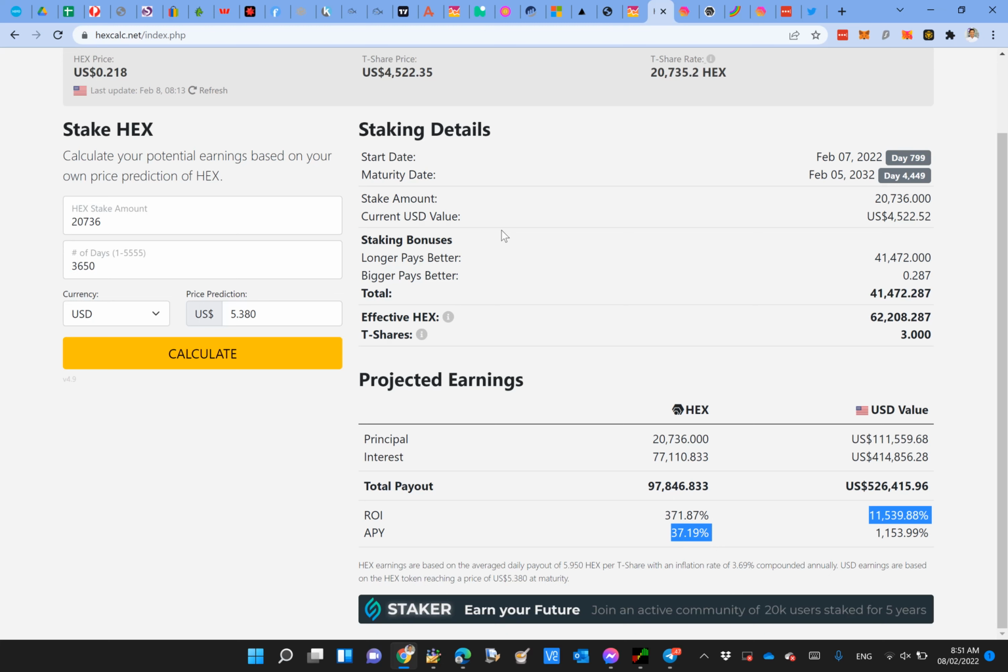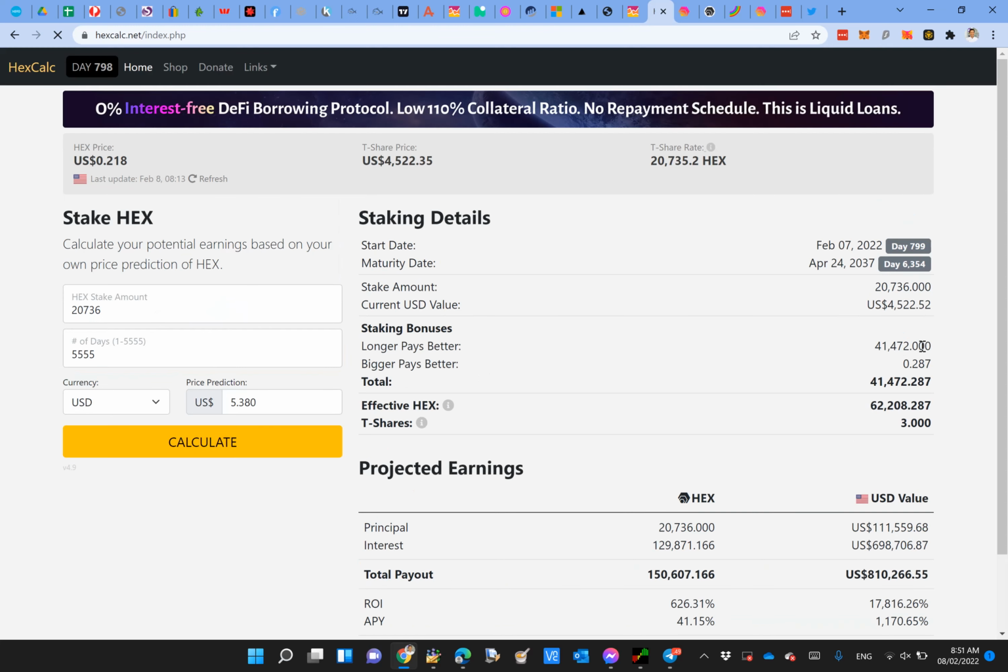Obviously, 10 years is the maximum. So even if you go to 5555, which is the maximum number of days you can go, you still end up with 3 T-share, because anything from 10 to 15 years is still 3 T-share.